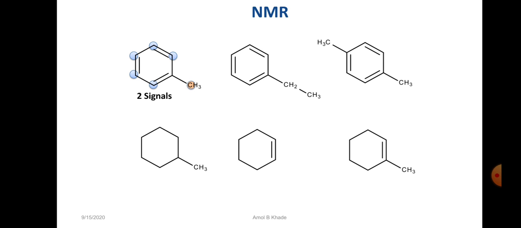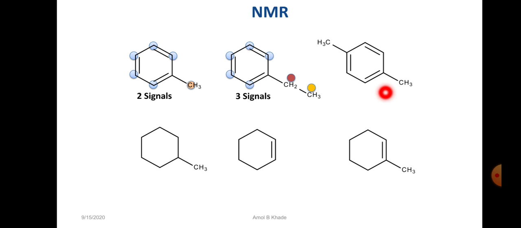Then in the second structure we have an attachment of CH2 in between CH3 and aromatic protons. So here all these aromatic protons are in the same environment. This CH2 is different and this CH3 is different. So it will be similar to this, as I have shown in the color coding. So I am expecting 3 signals for this particular structure.